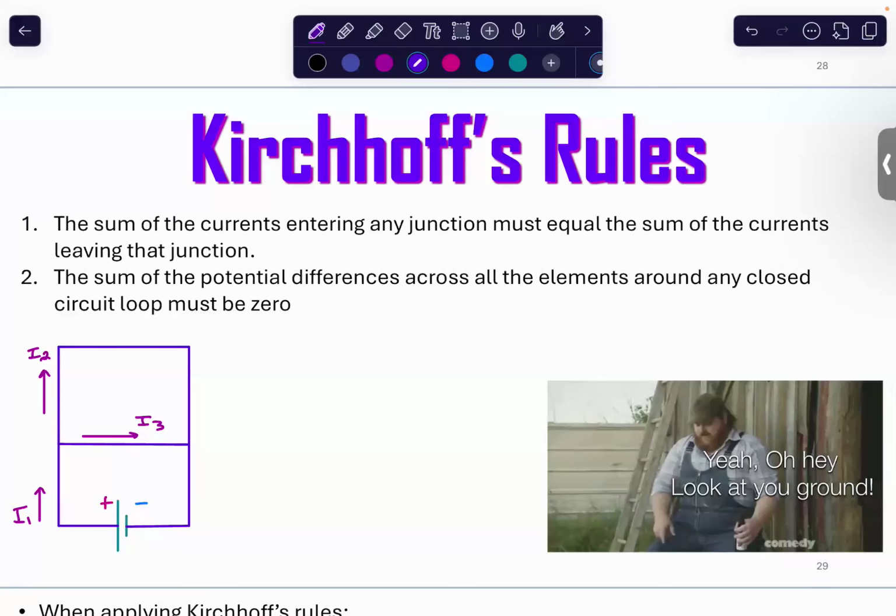What does the rule say for this? That's our junction rule.